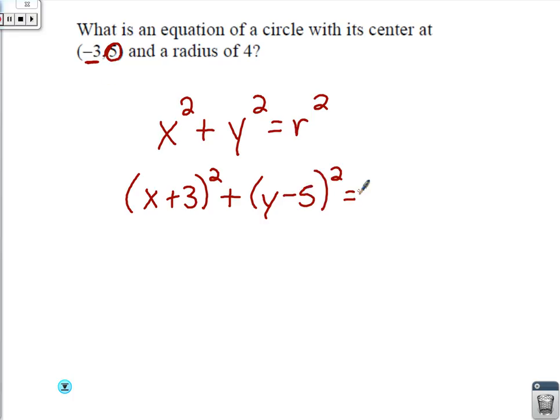Everybody go with the first part. X plus 3 squared, that's been moved left 3. Y minus 5 squared, that's been moved up 5. And a radius of 4 turns r squared into 4 squared.